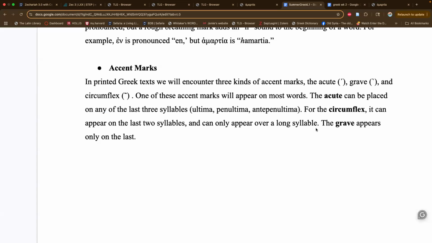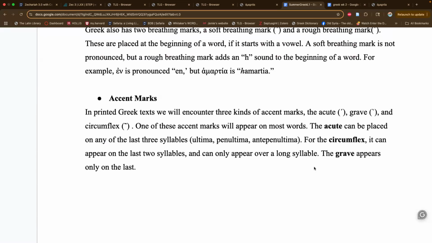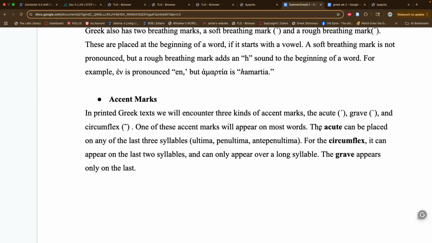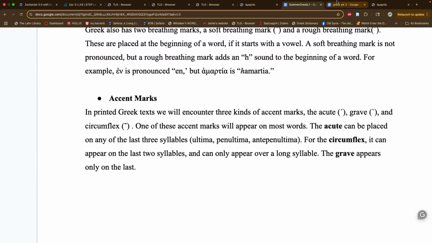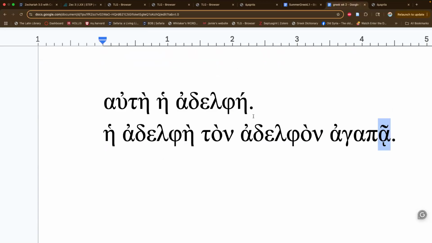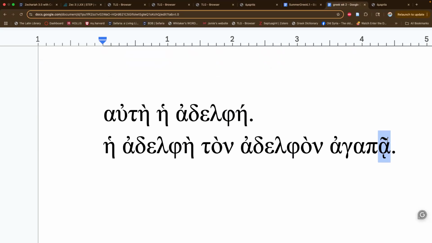That's not information that you'll need. So it's there if you want to learn more about Greek accents at any point, but just note that whenever you see any of these three accents, they're indicating what part of the word should be emphasized. So aute, he adalphe, ton adelphon, agapa. So that's really all it's there for.